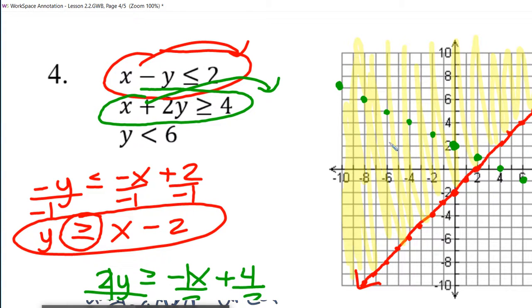Now, for this green line, I need to be careful. I have to decide, is my line going to be solid or dashed? So looking at this symbol, why is it solid? Because it's equal to. So connect all your points with a solid line because it's equal to.